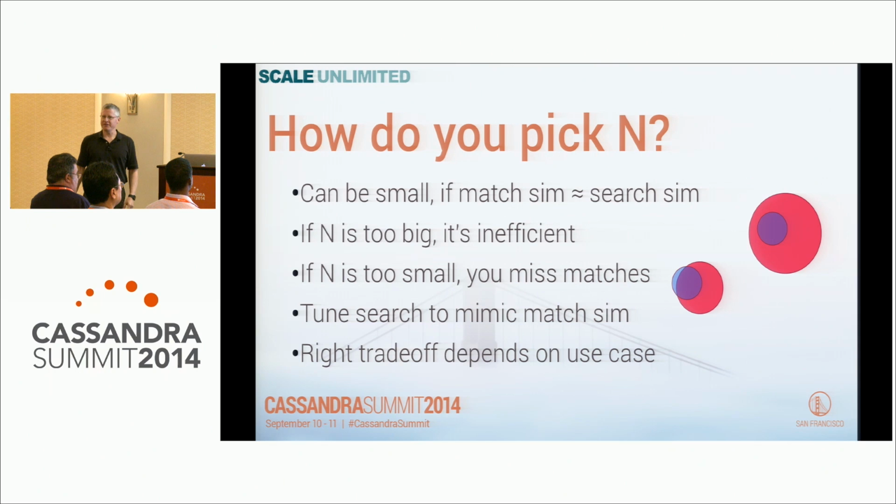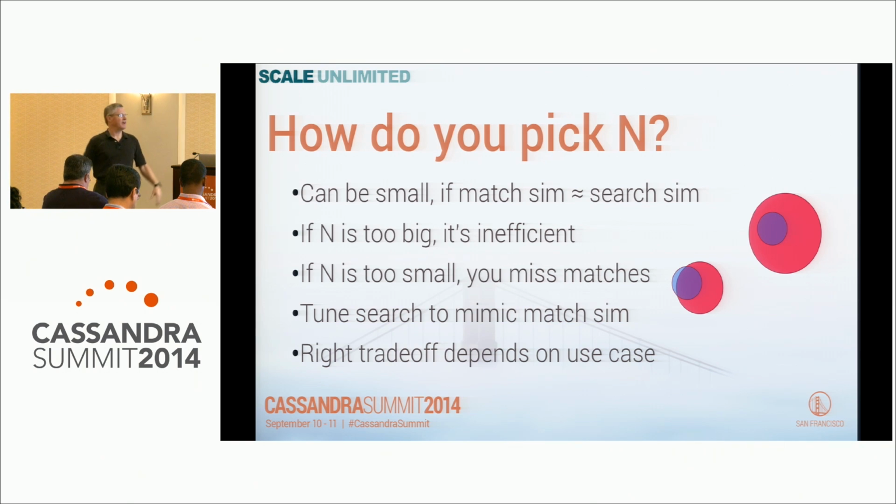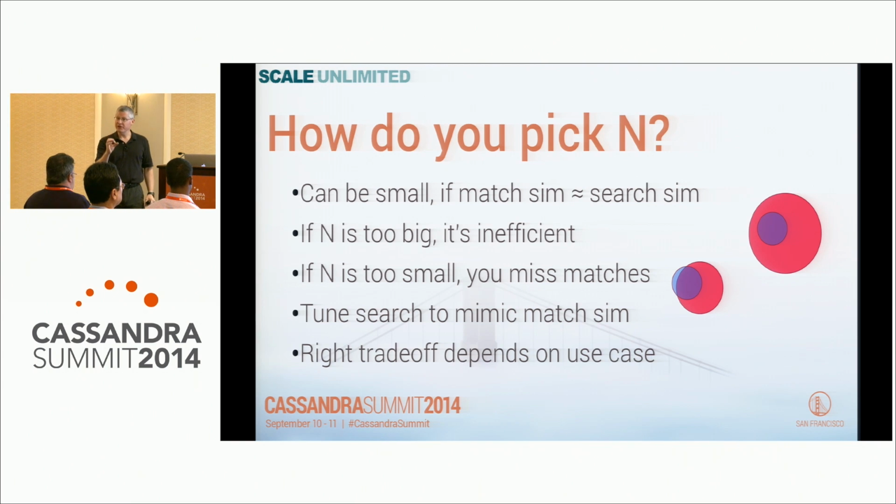So how do you pick n, that scaling factor, right? I'm looking for up to 10 matches. Let's search for 100. How do you pick n? Well, you can make n small if your search similarity results are very close to your match similarity results. The closer those two things are, the smaller n can be. Right? The smaller your net has to be.